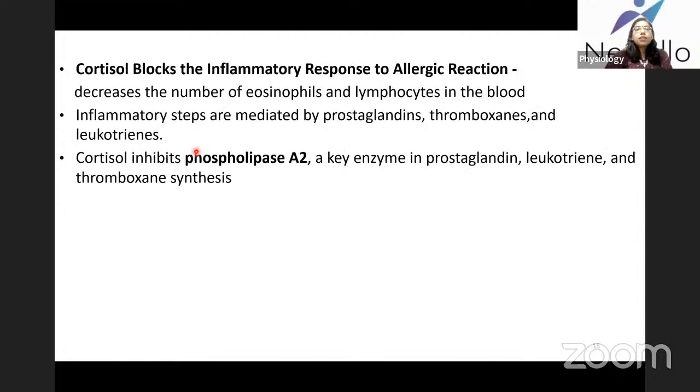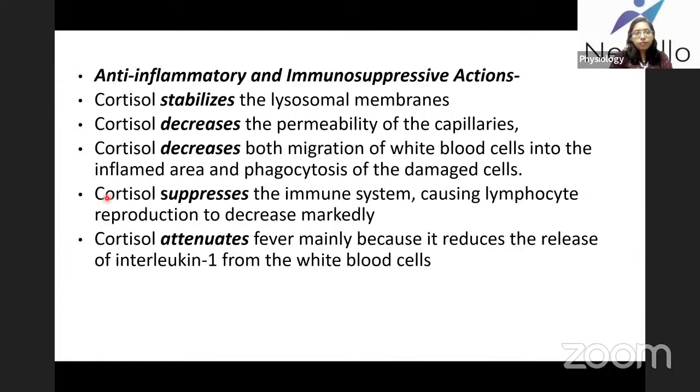It also has an effect on immunity and inflammatory action. Cortisol blocks the inflammatory reaction to allergic reaction, and decreases the number of eosinophils and lymphocytes in the blood. Inflammatory steps are mediated by prostaglandins, thromboxane, and leukotrienes. However, cortisol inhibits phospholipase A2, which is a key enzyme in prostaglandin, leukotriene, and thromboxane synthesis. The anti-inflammatory and immunosuppressive actions are as follows.